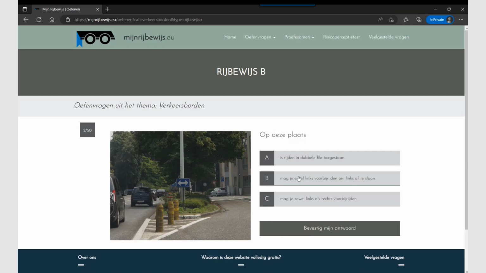Option B is an obligatory sign kind of option, which is a round blue board. So we rule this out. Option A is also ruled out because there's no traffic sign which is specific for riding in two lanes. So option C is correct. You are allowed to ride on the left as well as on the right lane here.